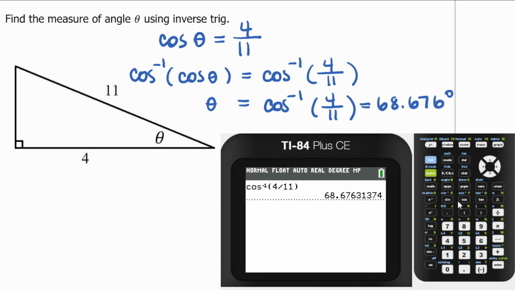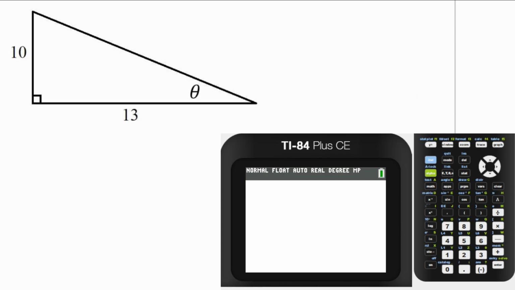All right, now you try it on your own. You're going to start by writing down a trig ratio based on what you know. You've got an opposite leg and an adjacent leg, and then you're going to use inverse trig to find the measure of the angle using a calculator. So go for it, work this with the video paused, and then check your answer against mine, which will pop up in just 5 seconds.